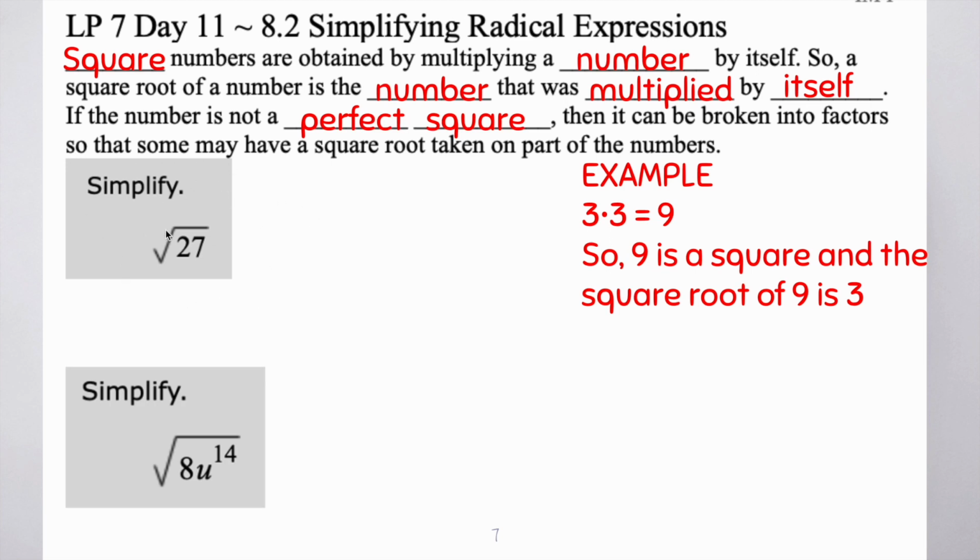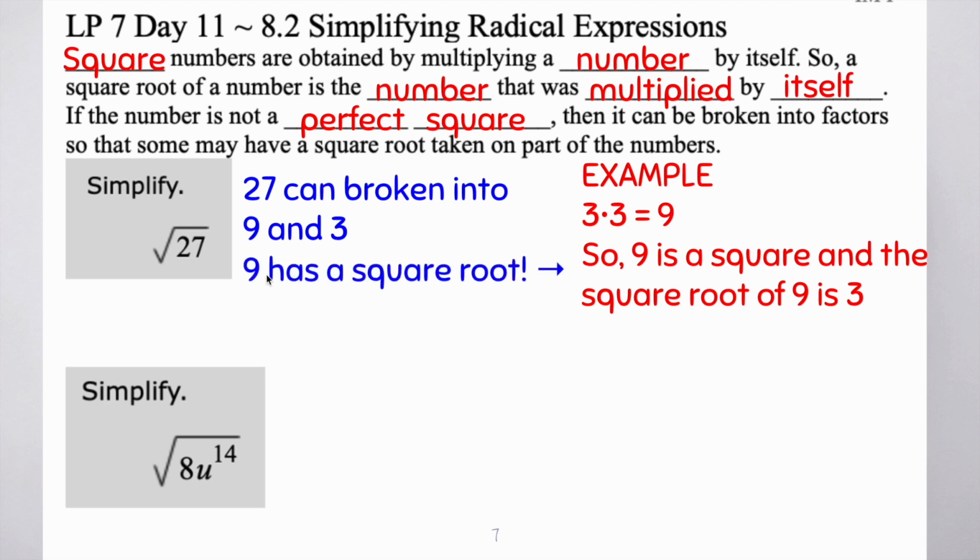So if a number is not a perfect square, like this example right here, the square root of 27, 27 can be broken into 9 and 3. I want to try to break it into numbers that I know are squares. Well, we just looked at that, right? 9 is a square, and I know that the square root of 9 is 3. We just went through all that. So I can take the square root of 9 and I get 3.